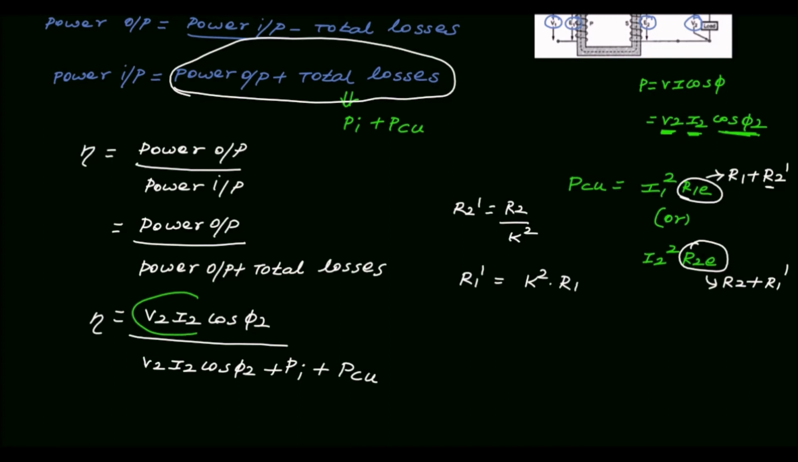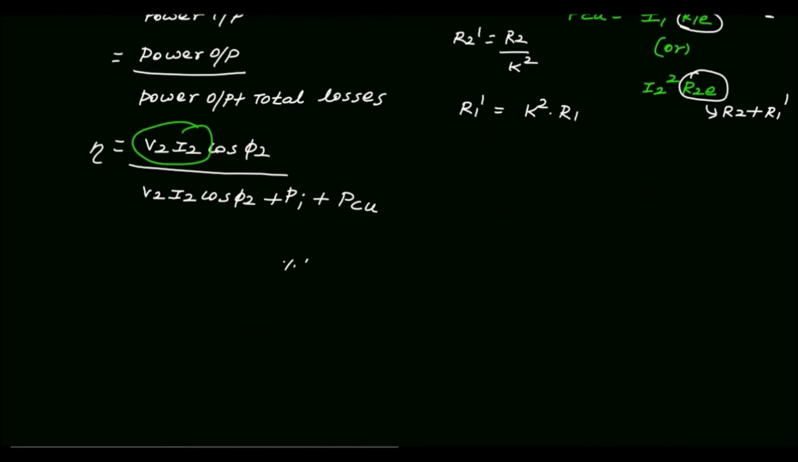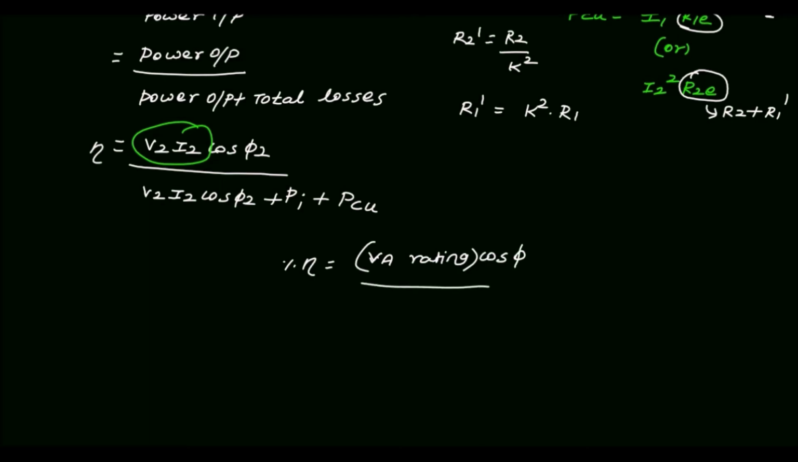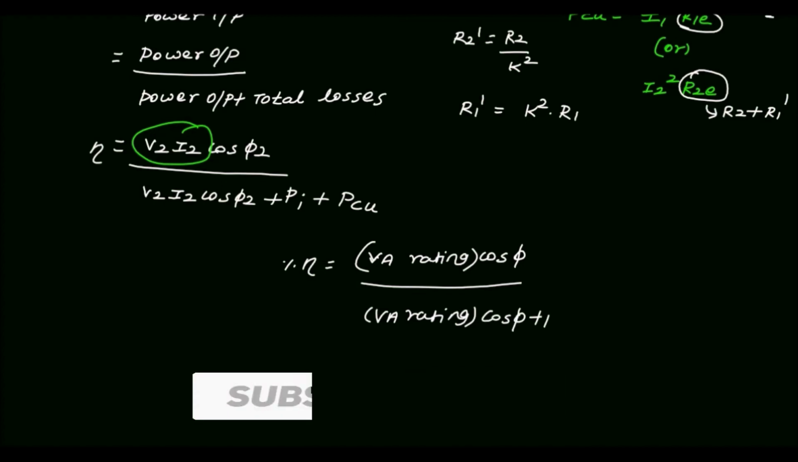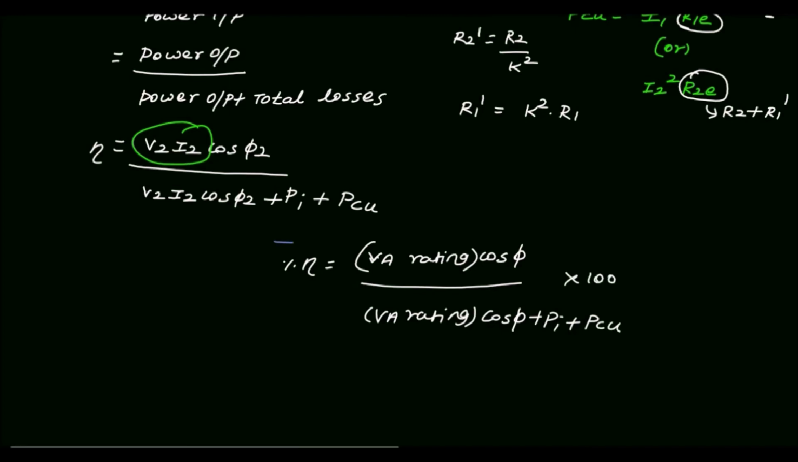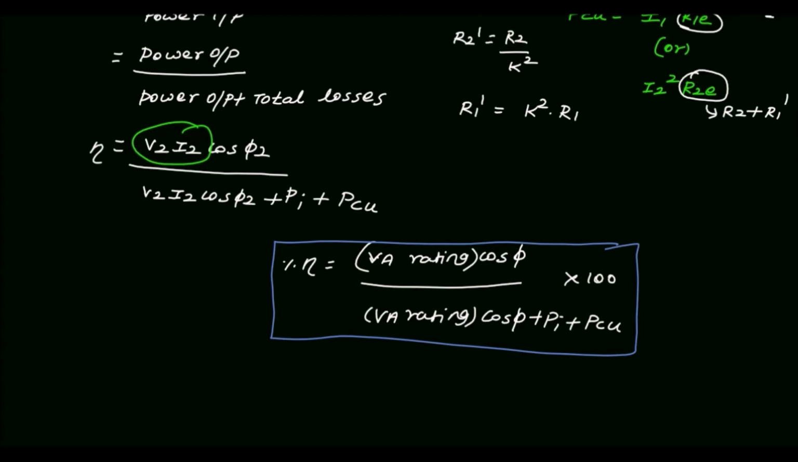In this, V2 I2 is the VA rating of the transformer. So we can write the percentage efficiency is equal to, instead of V2 I2, the VA rating of the transformer into cos phi, where cos phi is the load power factor, divided by the VA rating of the transformer into cos phi plus iron loss plus copper loss, into 100. This expression is used when the full load is applied.